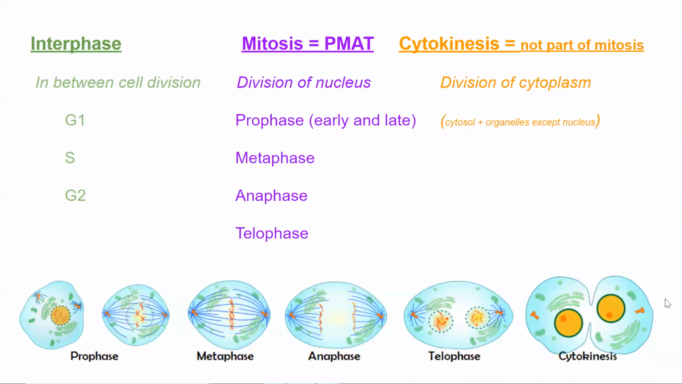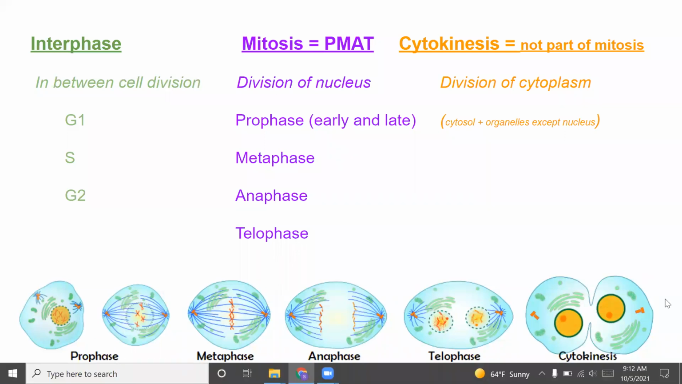Remember that interphase is in between cell division. When you were counting all of your mitotic index things, you probably had a lot of interphase, right? Most of them were in interphase, and that is when the cell is not dividing, in between. Mitosis is only PMAT, and then after PMAT, kind of simultaneously a little bit, we have cytokinesis, which is the division of the cytoplasm, which is the division of the cytosol and all of the organelles except the nucleus. So make sure you have those three sections separate in your mind. They're separate processes.